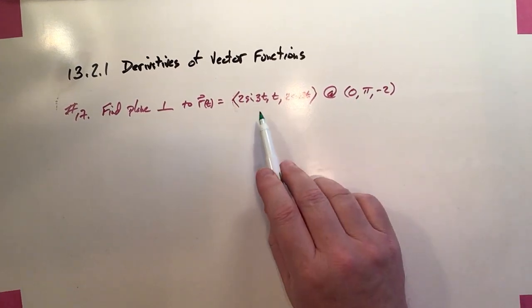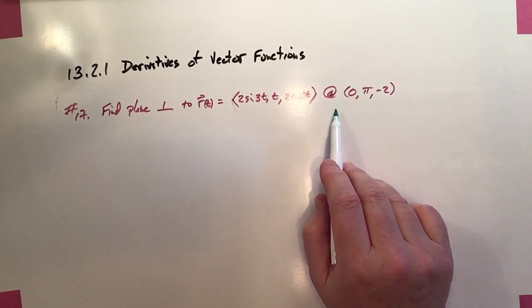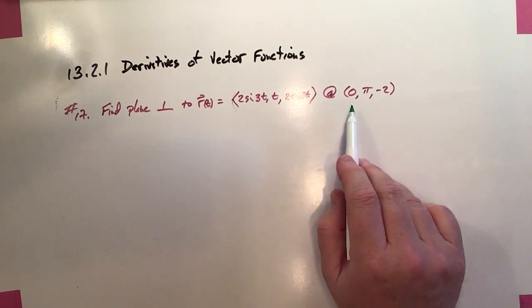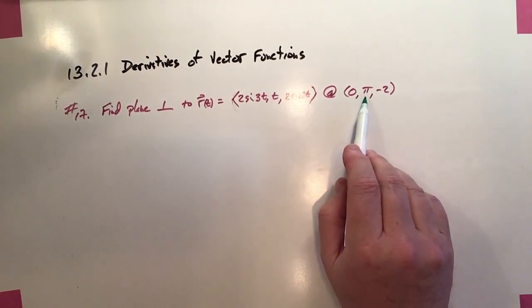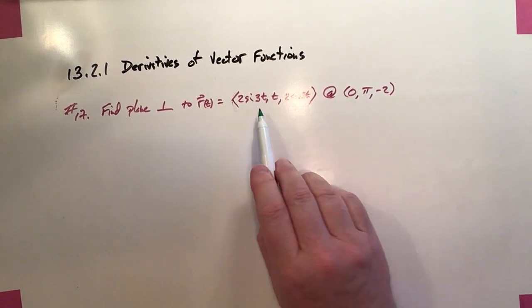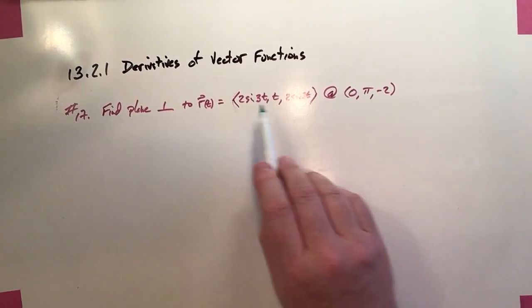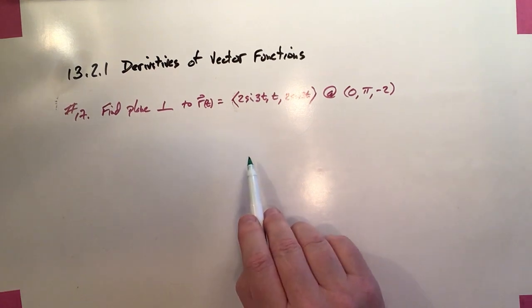First thing we need though, we're going to have to figure out what the normal is at this point, and that's going to involve knowing t. So let's look at the function. t has to be equal to pi at this point. For this point to be on this vector function, t will have to be pi.